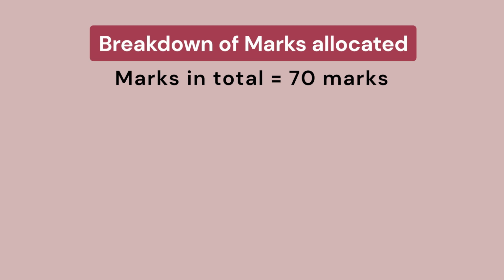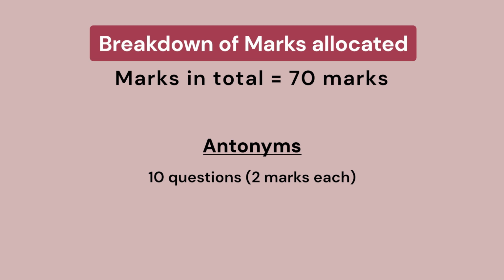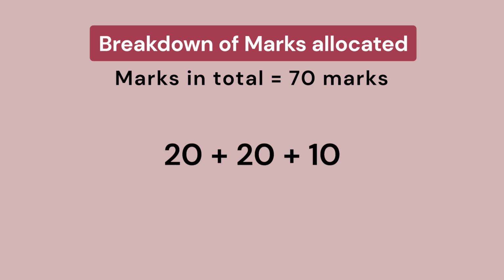Then from there, we go to antonyms. Antonyms simply refers to opposites in meaning. We have 10 questions at 2 marks each for them. So we have another 2 times 10, we have another 20 marks. Then we have synonyms, which is nearest in meaning. We have 10 questions and it carries 1 mark each, and that is 1 times 10, we have 10 marks. 20 plus 20 plus 10 gives us 50 marks.